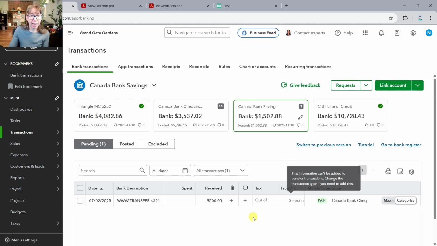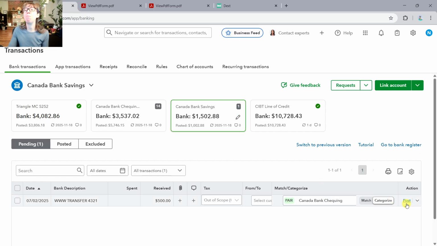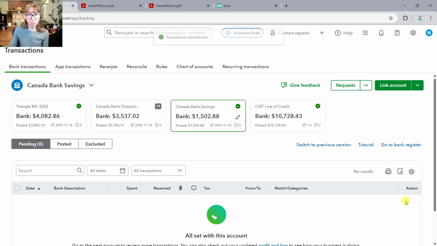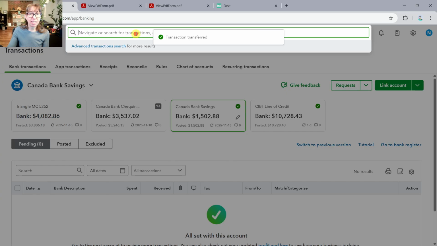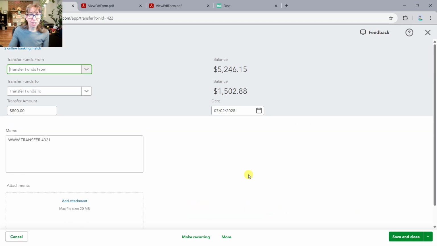So here we are, we're in Canada Bank Savings, and it wants to offer up this pair. And I really want to hit categorize, but that's just the toggle. I have to move this over. There's the post. That's the key. That's what we want to hit. So we're going to hit post. And let's just see what happened with that transfer. Here it is. It got entered.